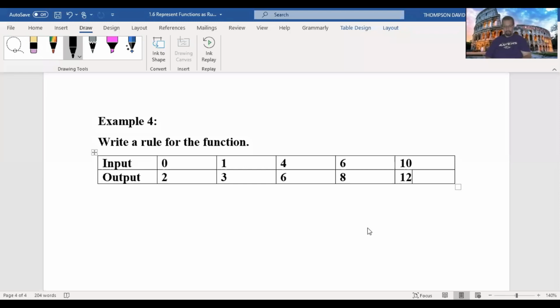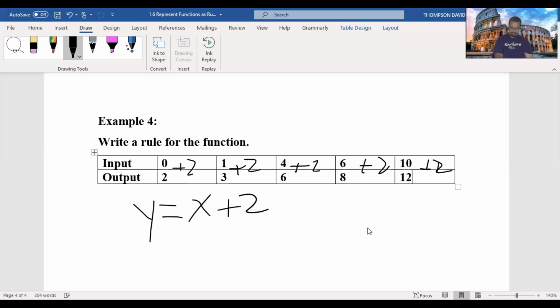Example 4. Write a rule for the function. We have inputs of 0, 1, 4, 6, and 10, and our outputs are 2, 3, 6, 8, and 12. So we want to look at how I get from my input to my output. If we think addition, 0 plus 2 gives me 2, 1 plus 2 gives me 3, 4 plus 2 gives me 6, 6 plus 2 gives me 8, and 10 plus 2 gives me 12. So our function rule is y equals x, which we're using for our input, plus 2, and we are done.